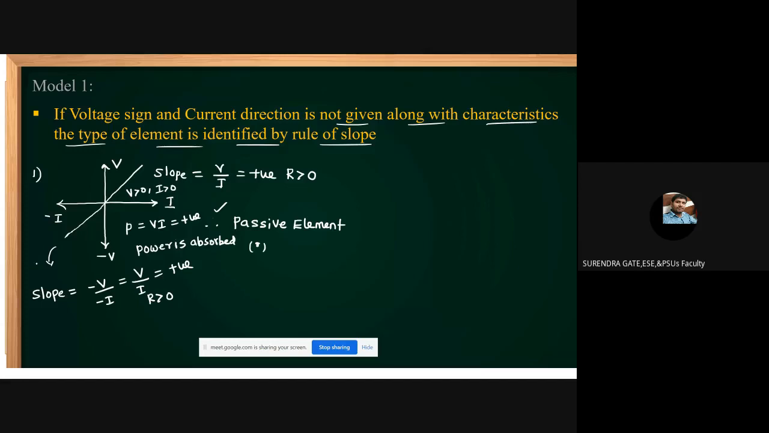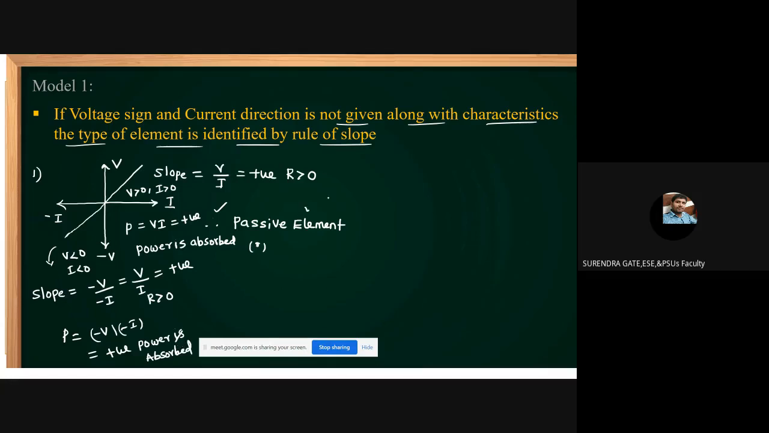Power is absorbed. And here also, students, V is less than 0 and I is less than 0. But what is the power, students? Minus V into minus I. What is the power? Positive. Power is positive means power is absorbed. Power is absorbed.